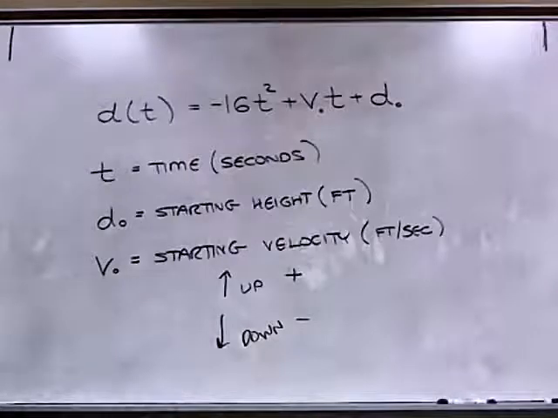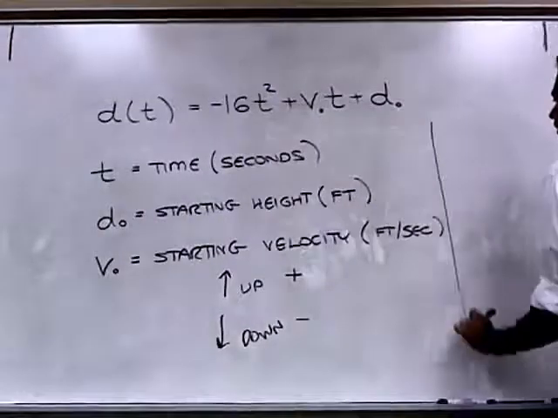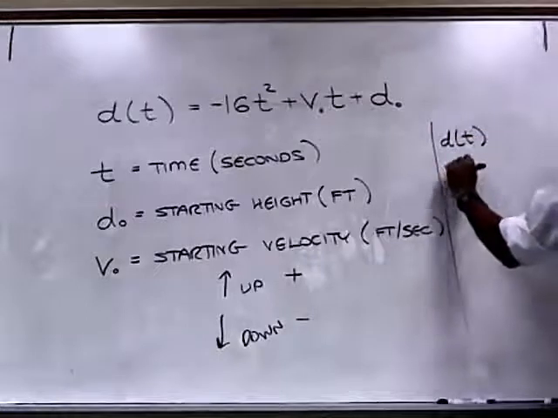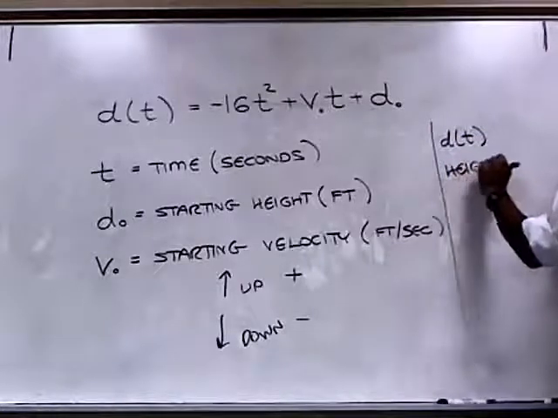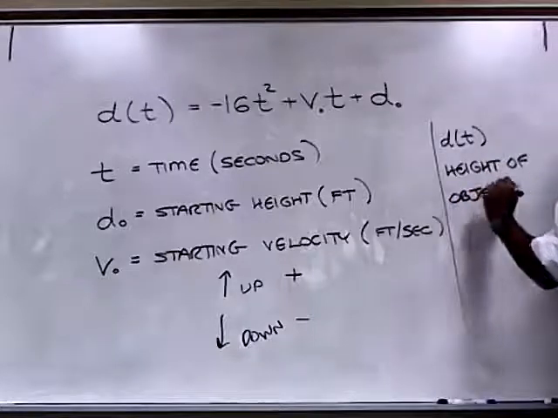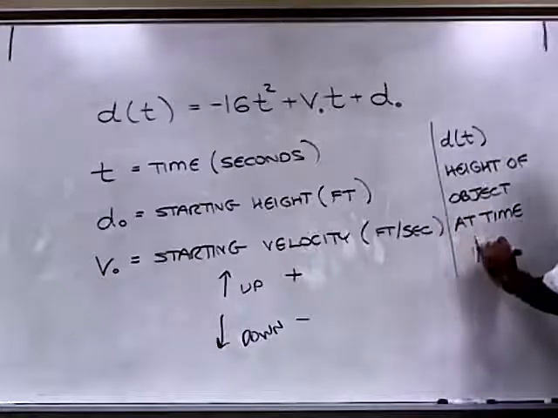Now we know what t is, we know what d naught is. So what does the function give you? What is d of t mean? D of t is going to be the height of the object at time t.